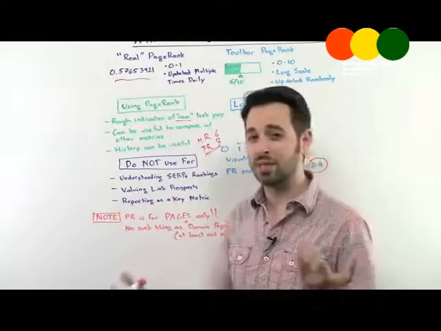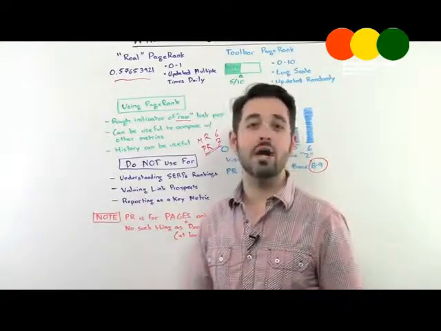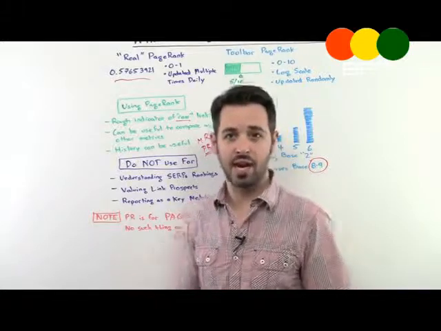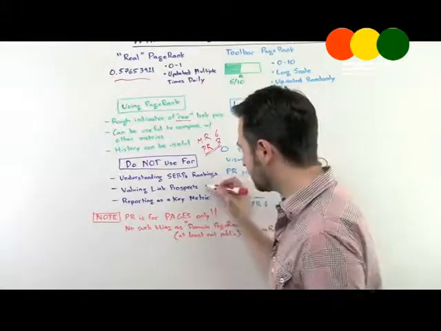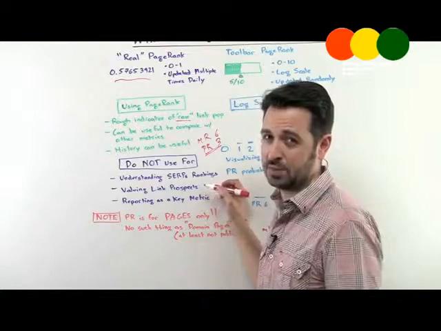I think PageRank is possibly responsible for, I don't know, sub 5% of the ranking algorithm today. And I think most Googlers would tell you that as well. Don't use it for valuing link prospects.